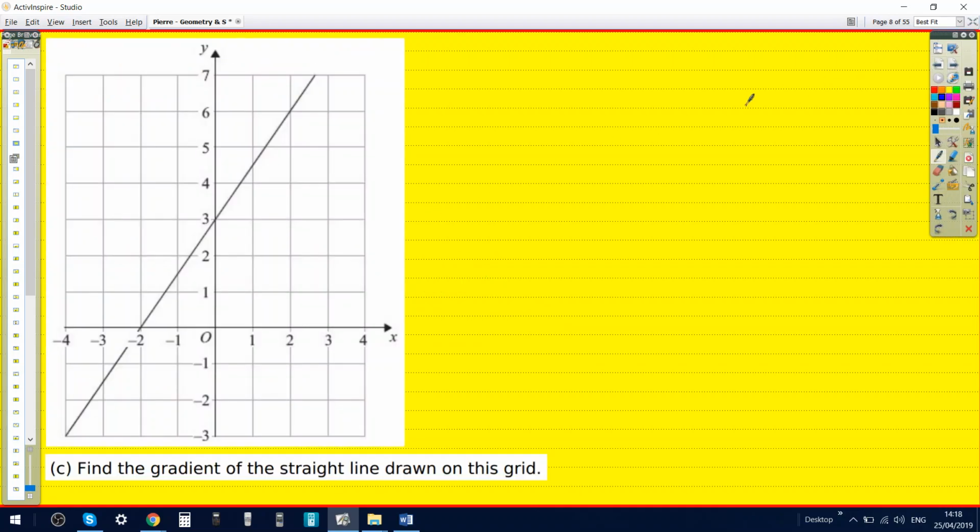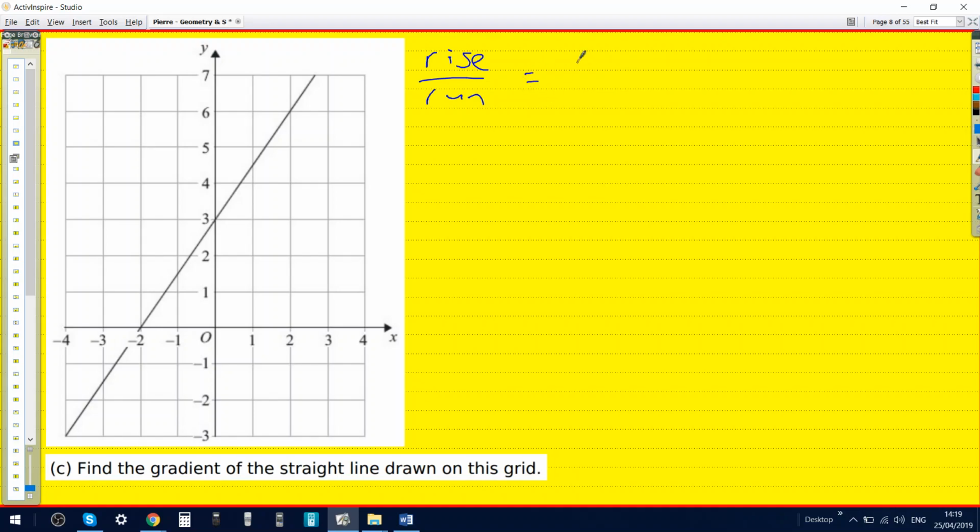How do we do this? Okay, find a gradient. Straight line drawn on this grid. Gradient. Haven't actually looked at this yet. Is that to do with the sort of the slope? Yeah. So find the gradient. It's basically rise over run. That means for every one right, how many up do you go? And there's a fancy formula for it. So for every one right, how far up do you go?